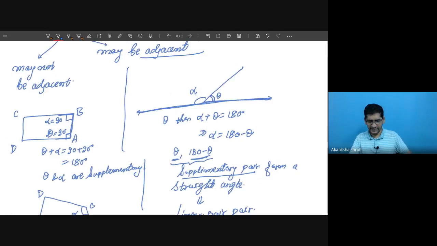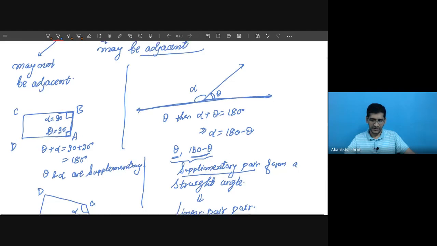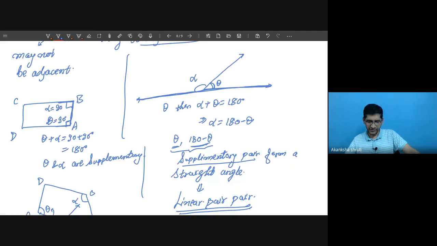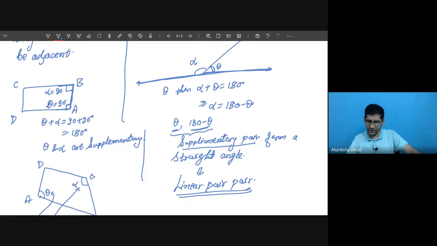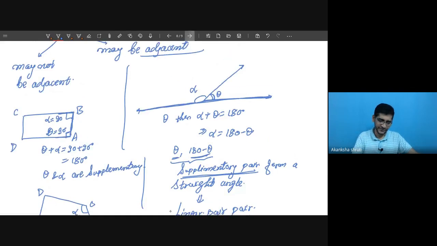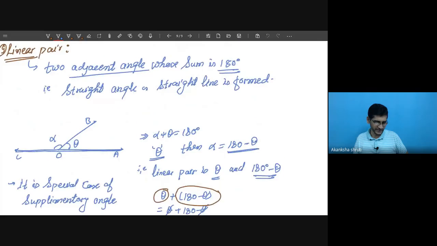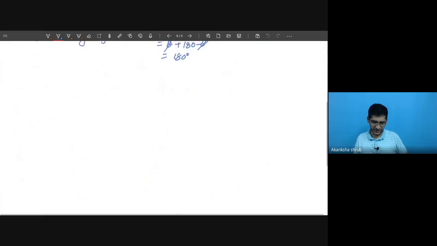in this figure, see the figure of a straight line on right corner, you are getting that it is forming a linear pair also in addition to supplementary pair. Ready? So this way you have to understand. So linear pair simply means this sum is 180 degree. So how is the question framed? You can see like this.